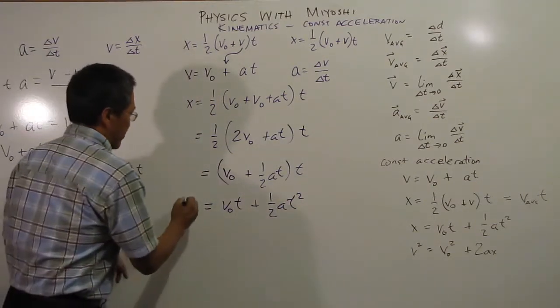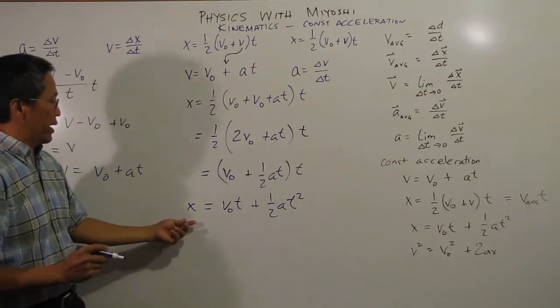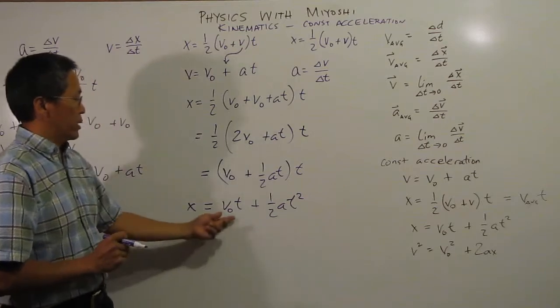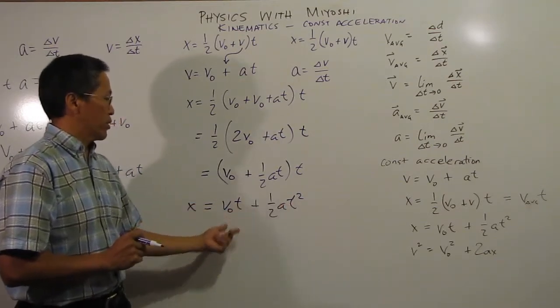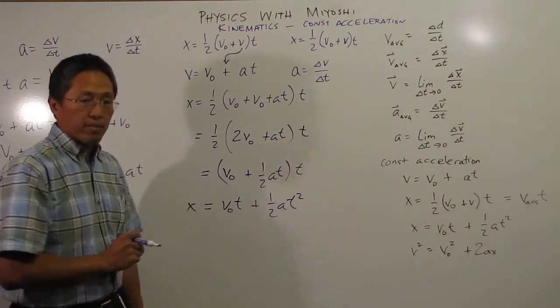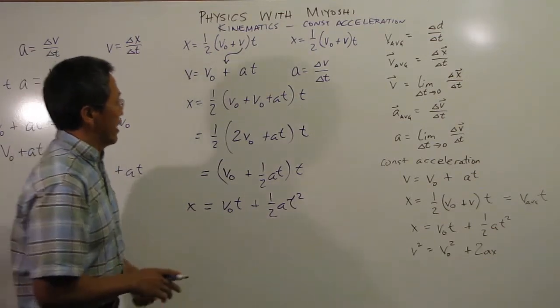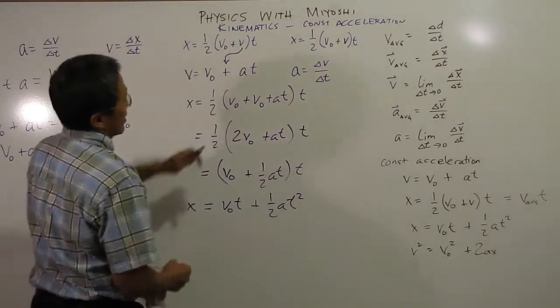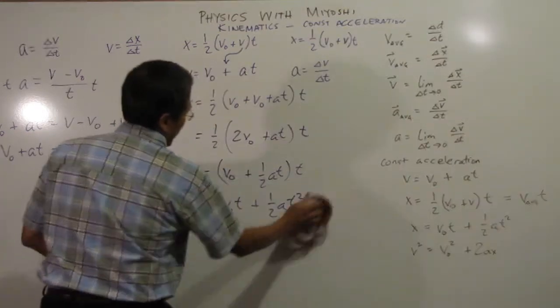So we have that equation there. x is v0 times t plus 1/2 at squared. So if you know the acceleration and you know the time and you know the initial velocity, we can find our distance. All right, the last one I want to derive for you is this one here.